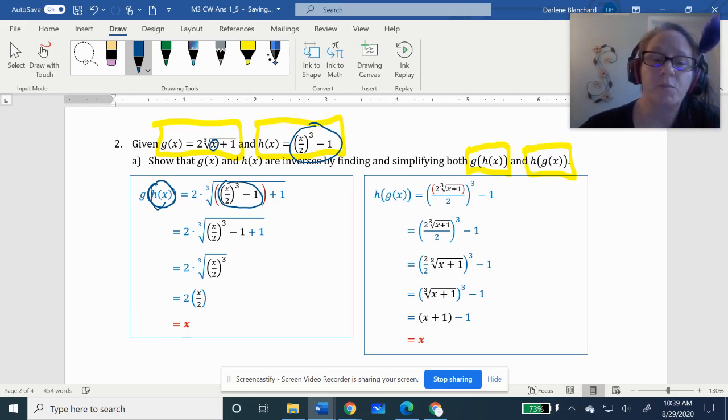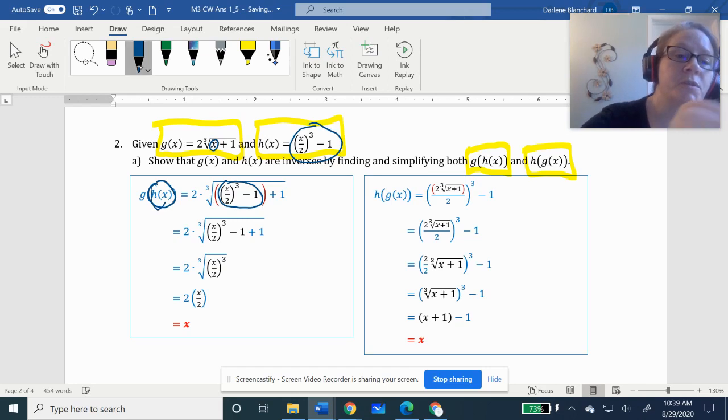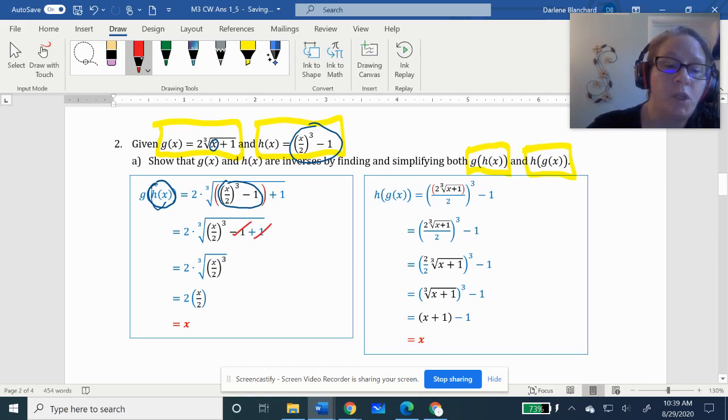And after we substitute that in, we start simplifying. We have -1 plus 1, so those cancel each other out. And then we have cube root and 2 to the third power that are side-by-side operations. Those cancel each other out. And then 2 times x divided by 2, those cancel each other out, and we end up with x.